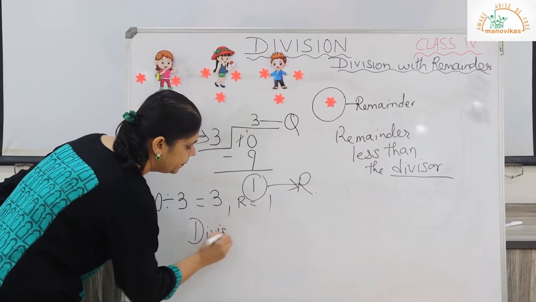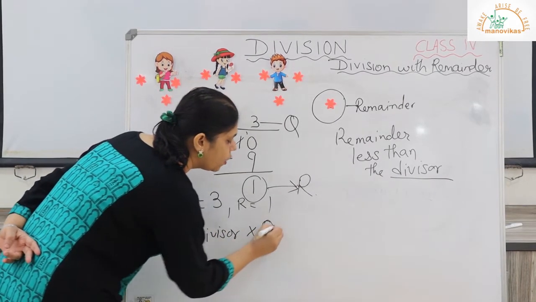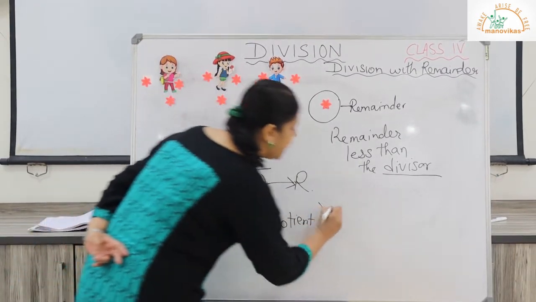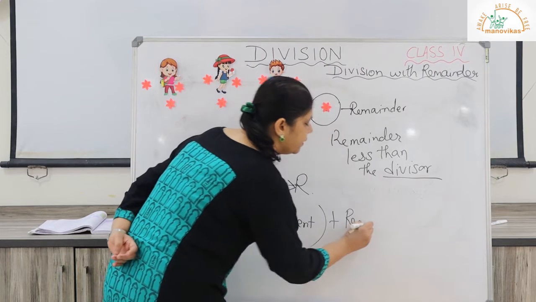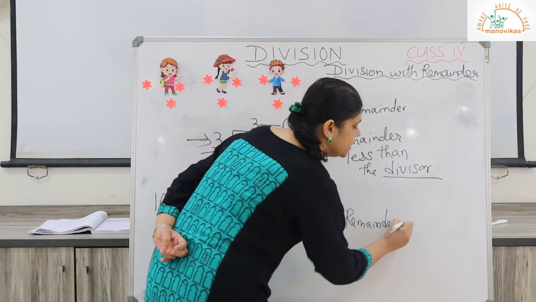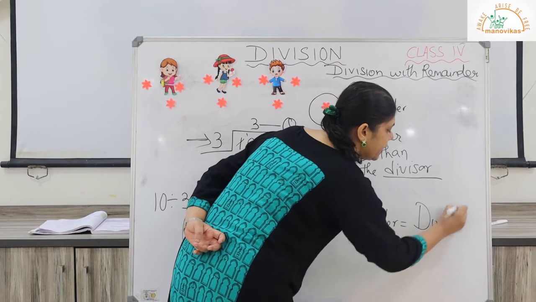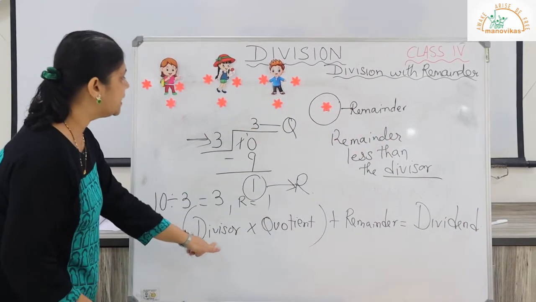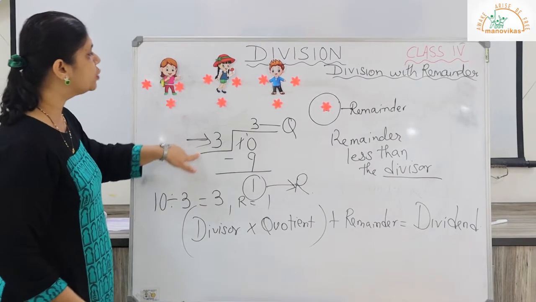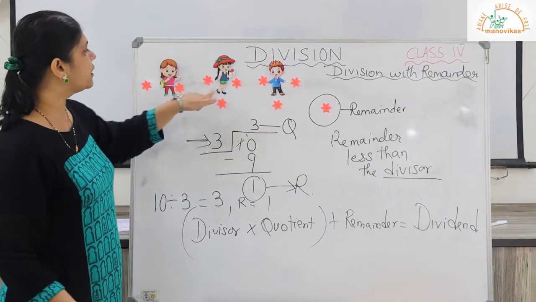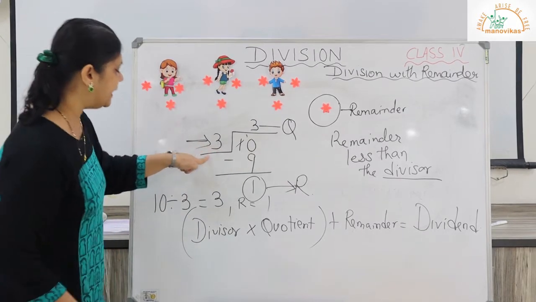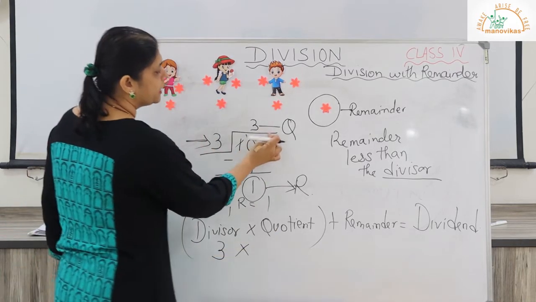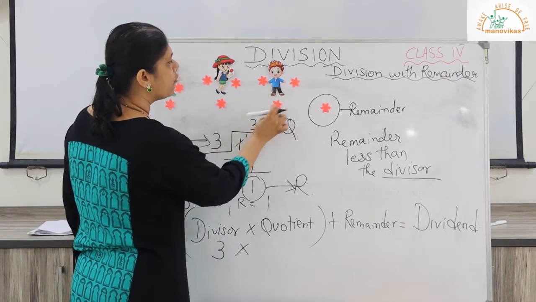Divisor multiplied by the quotient plus the remainder equals the dividend. Now, what is the divisor here? The number by which you divide. There were 3 children, so we have divided by 3 and that is our divisor. What is the quotient? It is 3. That is the share of each child.